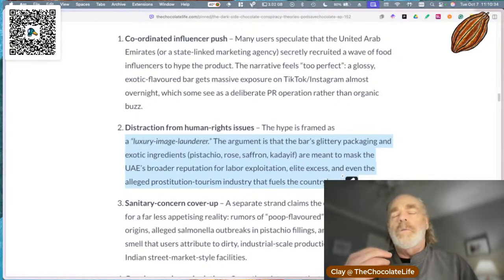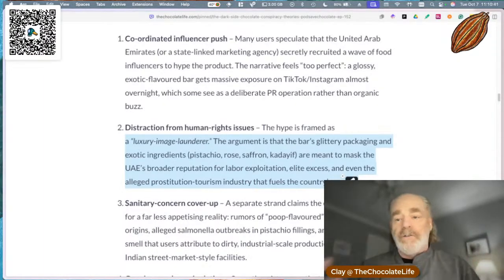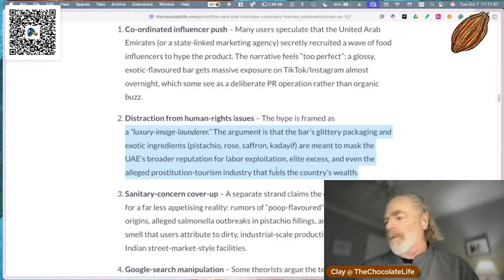So we think of cities like Dubai. We think about the states there as having very tall buildings, very wealthy people from oil and other industries. So the argument is that the bar's glittery packaging and exotic ingredients, pistachio, rose, saffron, sometimes kadaif, which is this form of phyllo dough, are meant to mask the UAE's broader reputation for labor exploitation, elite excess, and even the alleged prostitution tourism industry that fuels the country.